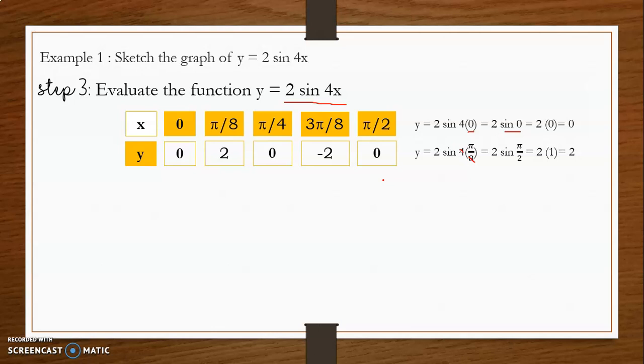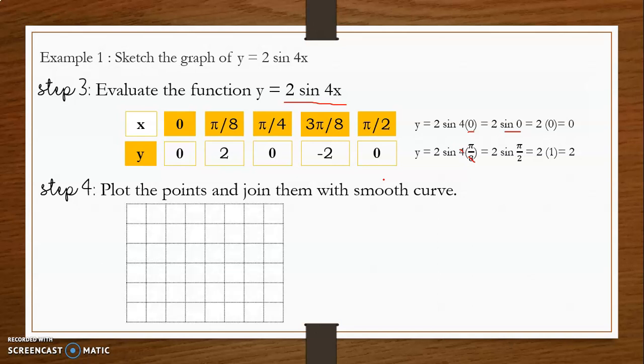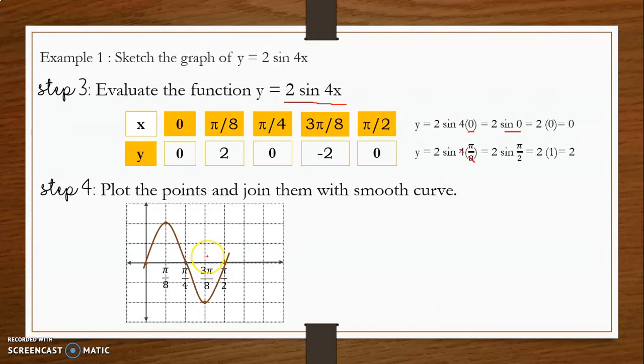So after you obtain the values of the function, we can now proceed to the last step, which is to plot the points and join them with smooth curve. So first prepare your plane and then the domain. Okay, so plot the points. If 0, it is 0. Here it is 2, 0, negative 2, 0, and then combine them. So we have now the graph of y is equal to 2 sine 4x.